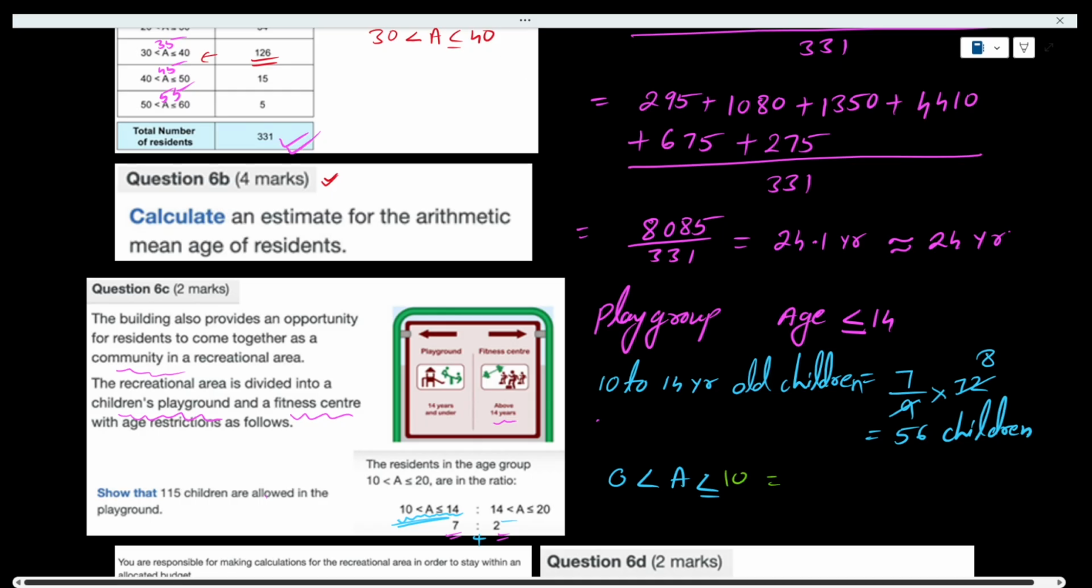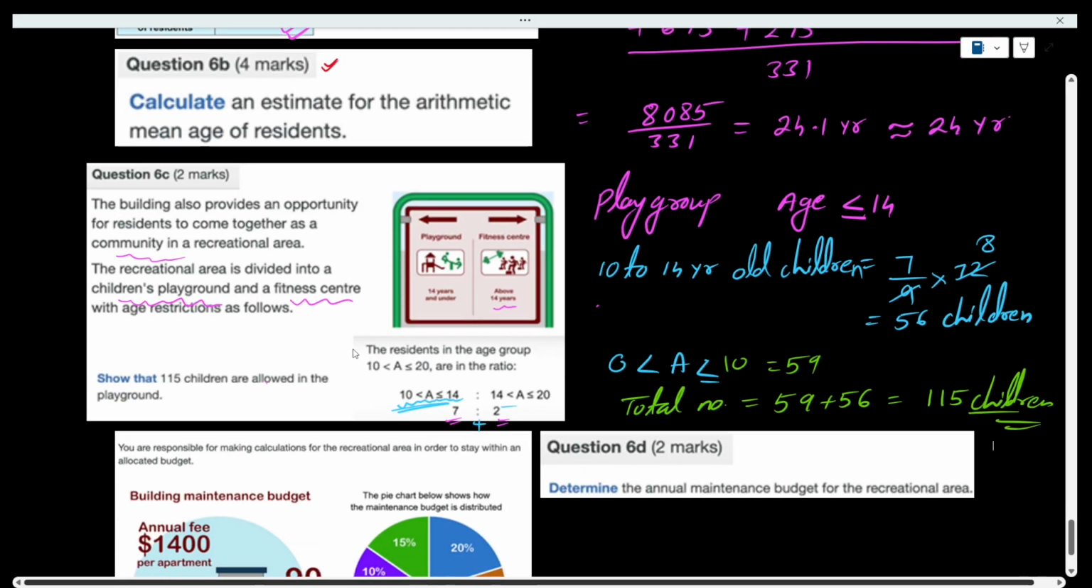is already given as 59. So altogether, how many children are going to be there who can use that playground area? It is 59 plus 56, that is going to be 115 children allowed to use that playground. Right, so this is your second part. Again, the number system topic is included here.